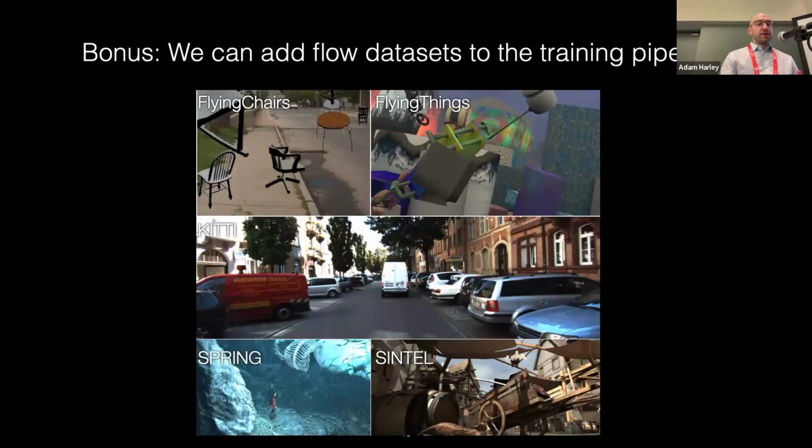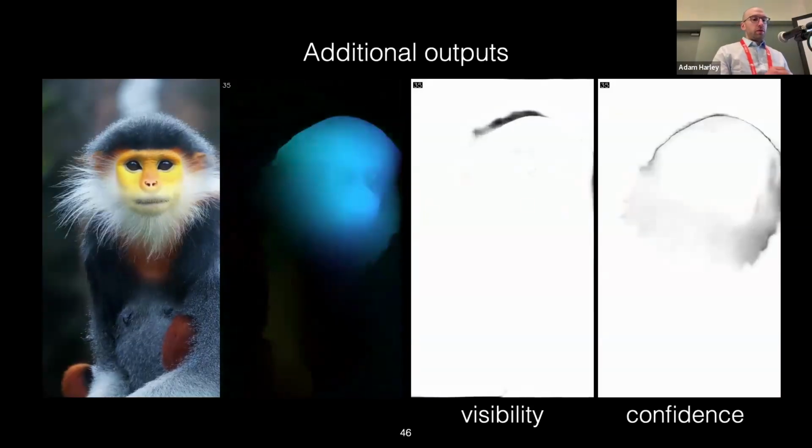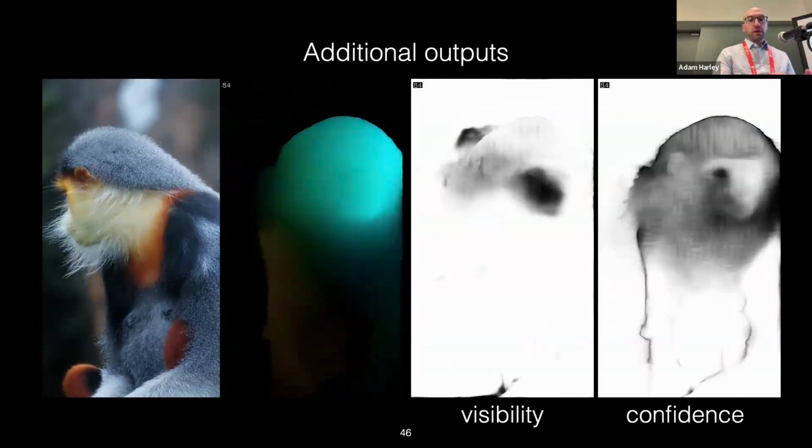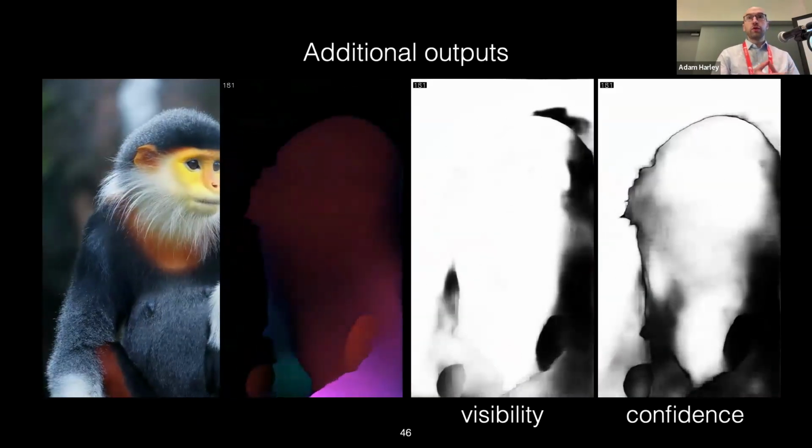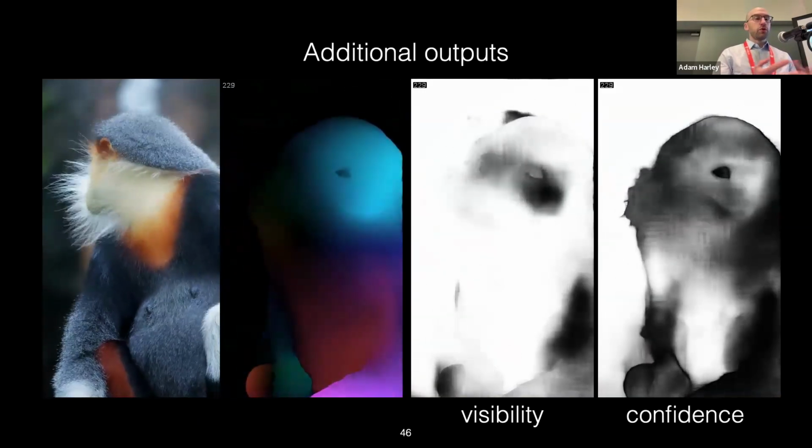Another bonus is that since we've now merged the problem with optical flow, we can also add all of the optical flow data sets into our training pipeline. And a little secret here is we're probably still underfitting on the massive amount of data that we've unlocked here. You might also like to know that we output visibility maps and confidence maps, which let you terminate a track or ignore the tracking output during an occlusion or during uncertainty.